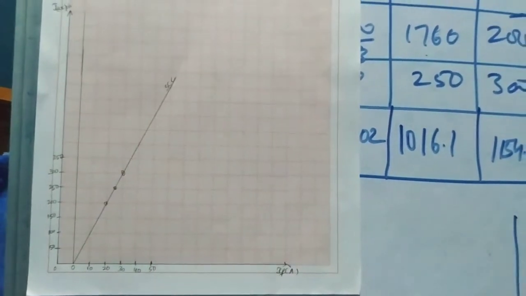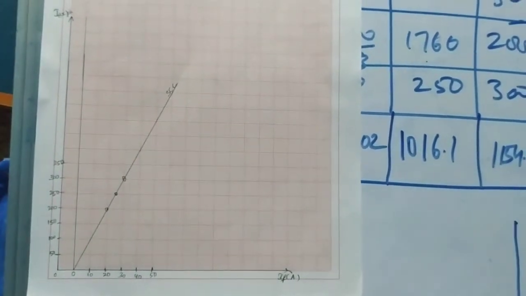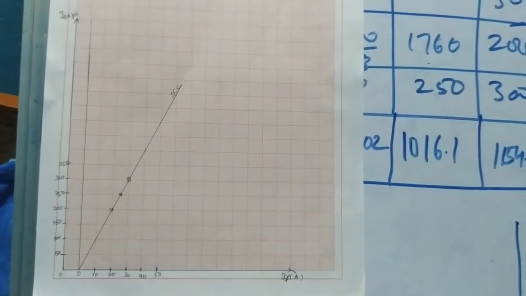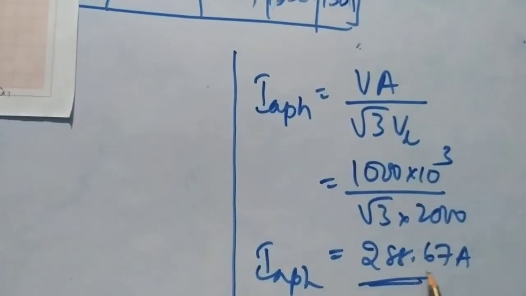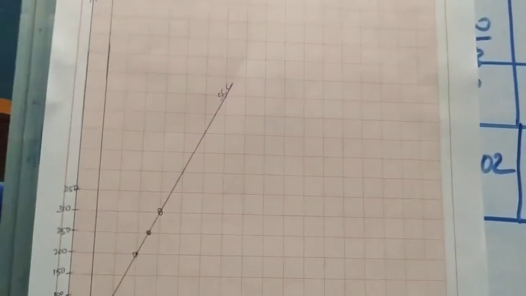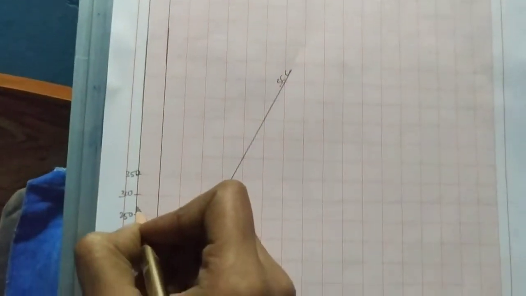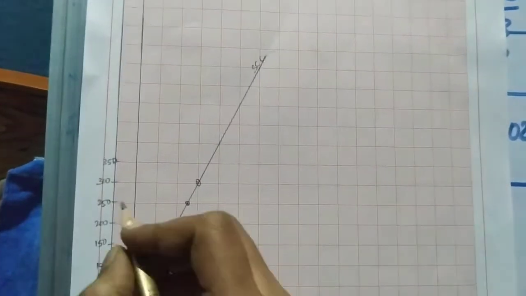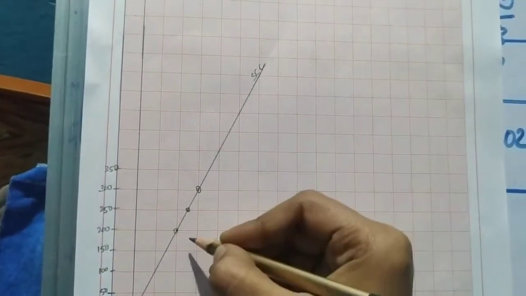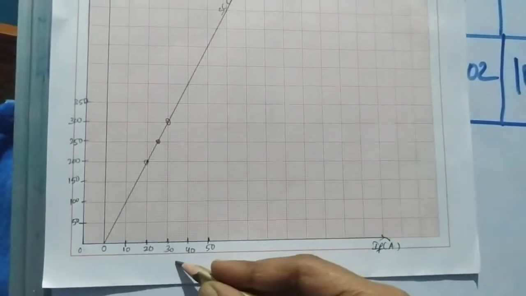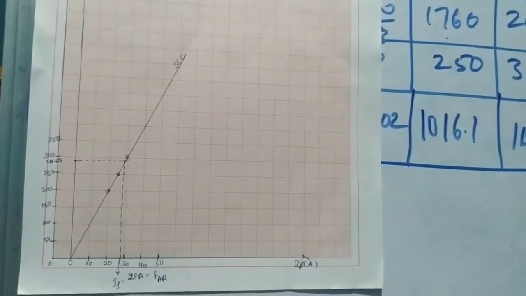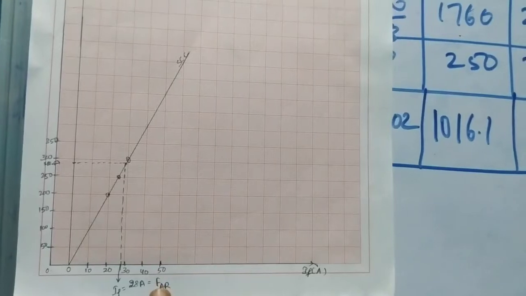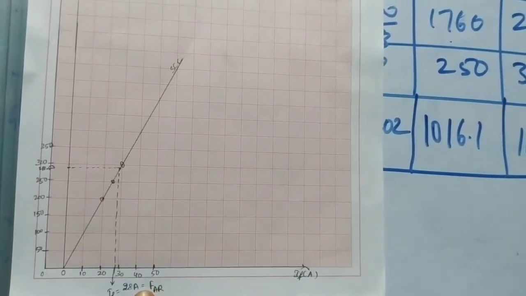So this is how we have plotted the short circuit characteristics for the given values in the table. Now for the IA phase equal to 288.67, we have to mark it on the y-axis, that is 288.67, and intersect with this SCC curve so that we can get the corresponding value of the field current.